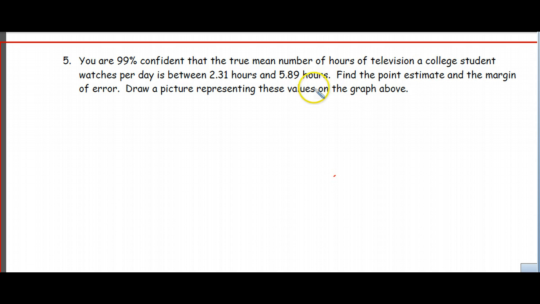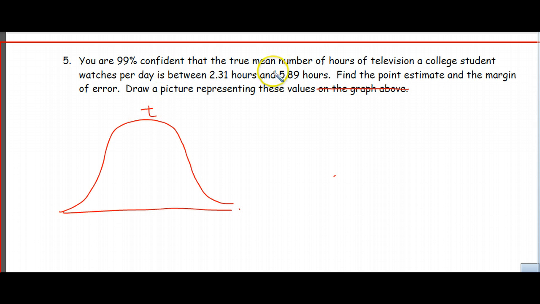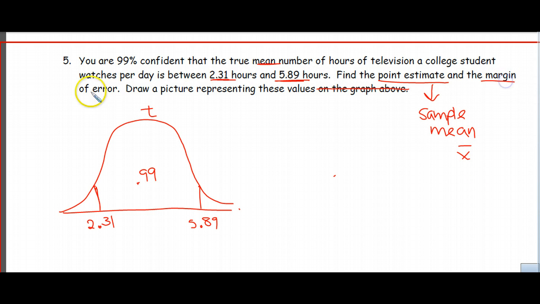I'm actually going to have you do it down here, because I probably wouldn't give you a picture again like I did for the proportion. So we're going to draw our t distribution. So this is a t. I know it's a t because I'm talking about means. And I'm going from 2.31 to 5.89. So if I'm going from here, which is 2.31 hours, to 5.89 hours, and this is 99% confident, then I want to know the point estimate, which means I want the sample mean, which for us is x bar, and the margin of error.